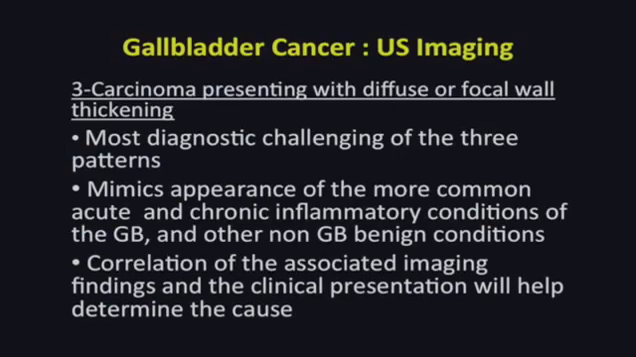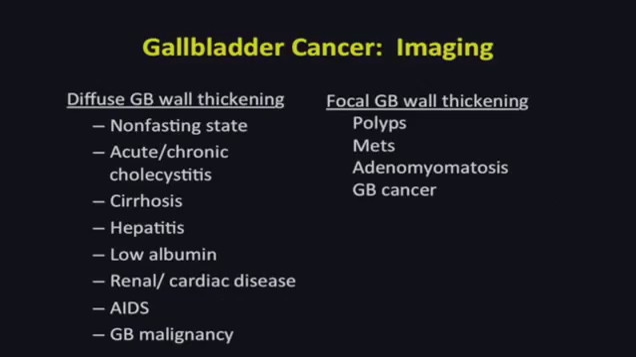The third imaging pattern of gallbladder cancer is that of diffuse or focal wall thickening. This is the most diagnostic challenging pattern of the three because it mimics the appearance of the more common acute and chronic inflammatory conditions of the gallbladder and other non-gallbladder benign conditions. In these cases, we really need to look for the subtle findings that may suggest malignancy in conjunction with the clinical presentation that will help us determine the cause of the process.